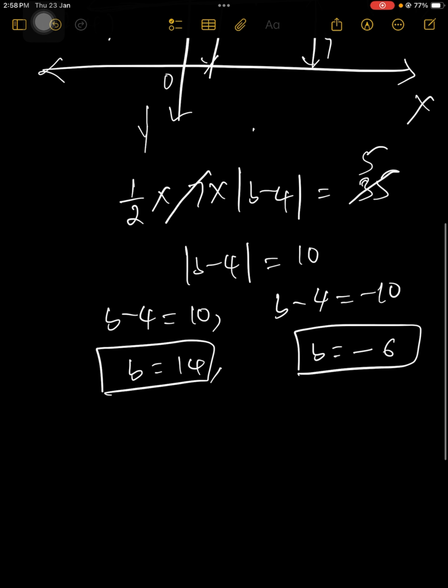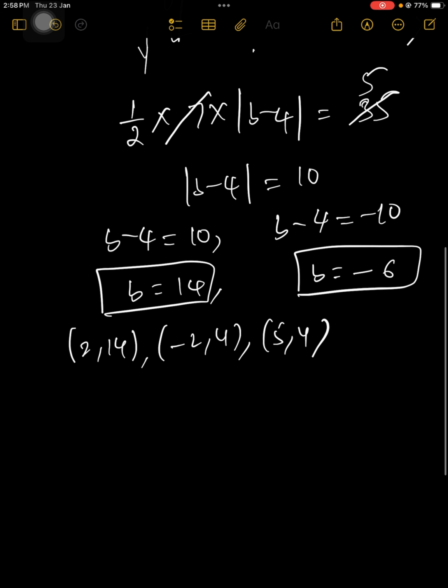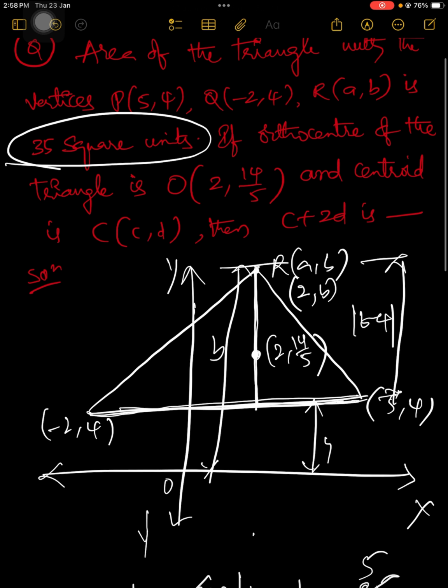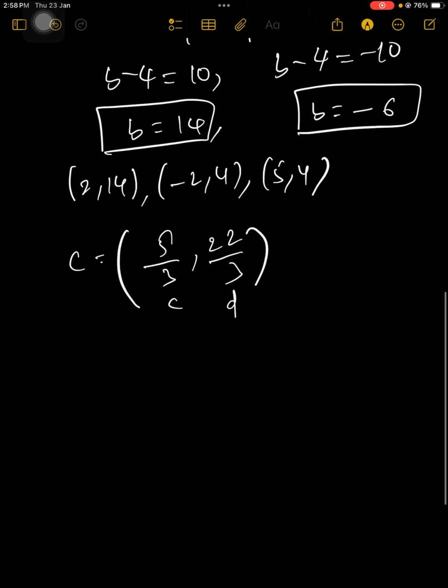Then the vertices here are (2, 14) for suppose, (−2, 4) and (5, 4). If you take these three vertices, then the centroid is (5/3, (14 + 8)/3) = (5/3, 22/3). Now what we want: the centroid is (c, d), and (c + 2d)/3.